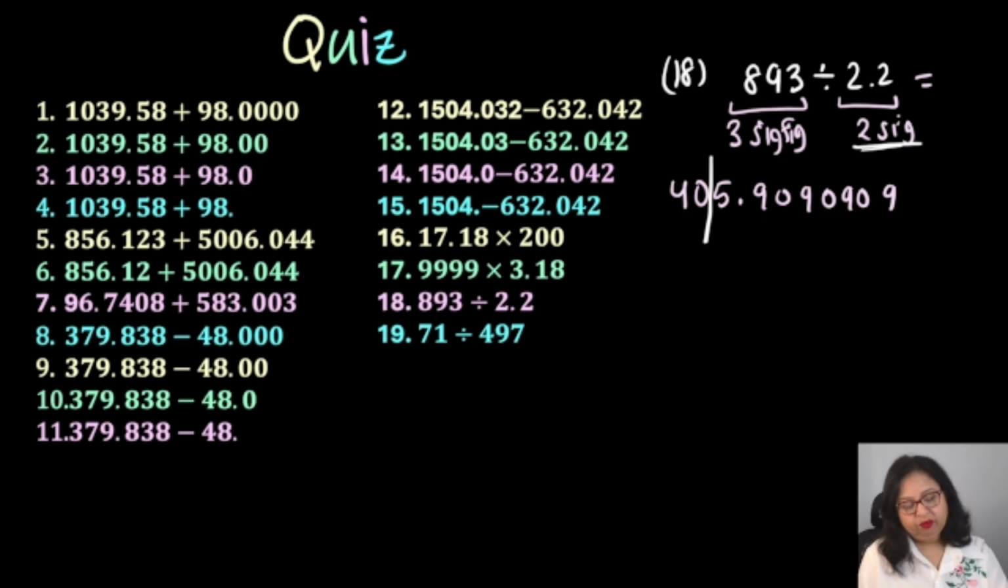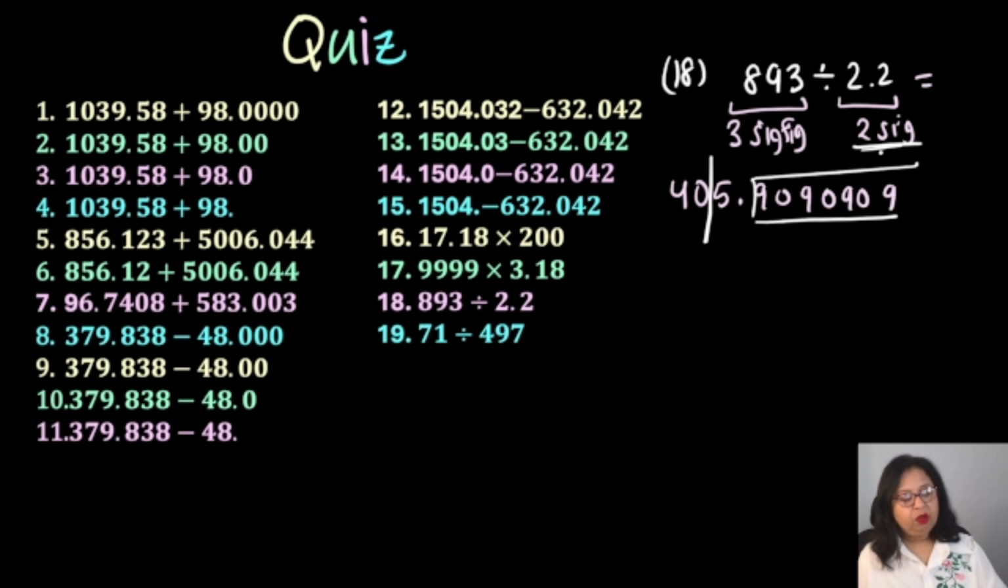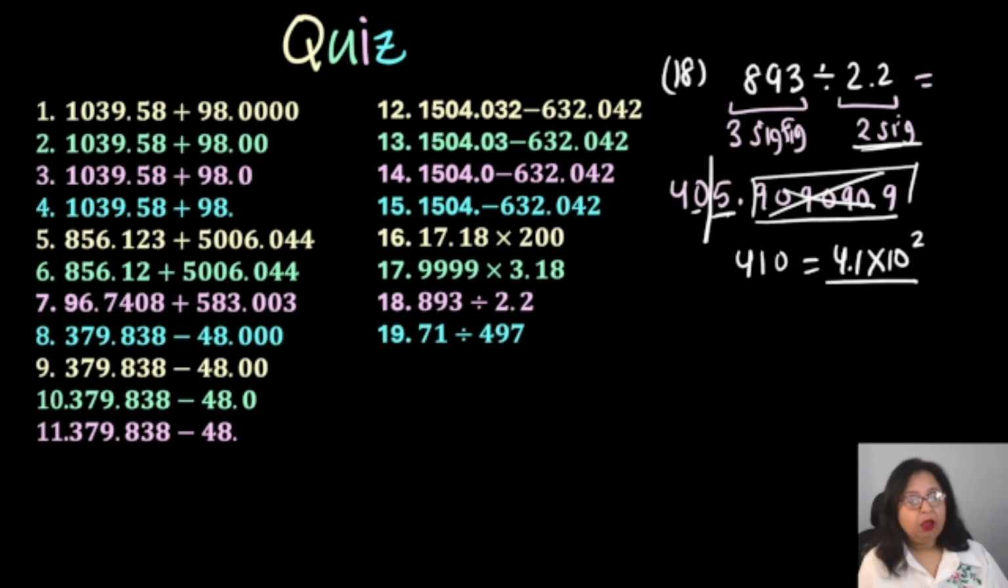So here's my line, such that there are only 2 digits to the left of the line. All these digits do not matter. Only the digit immediately to the right of the line matters, and that is 5. Therefore, it's going to round up this 0 by 1. Answer will be 410, which can be written as 4.1 times 10 to the power 2 in scientific notation. Now, I have already created a lecture on scientific notation and significant digits. I will put the link for that in the description for this lecture.